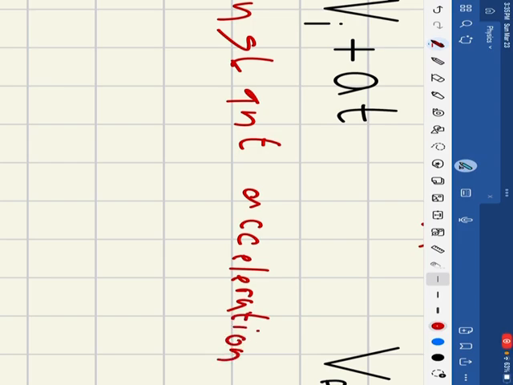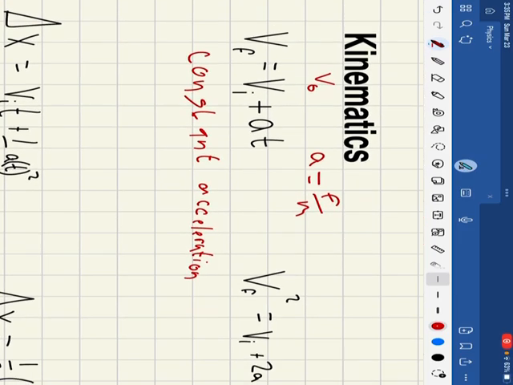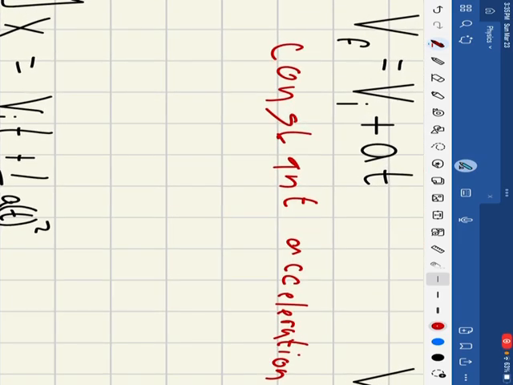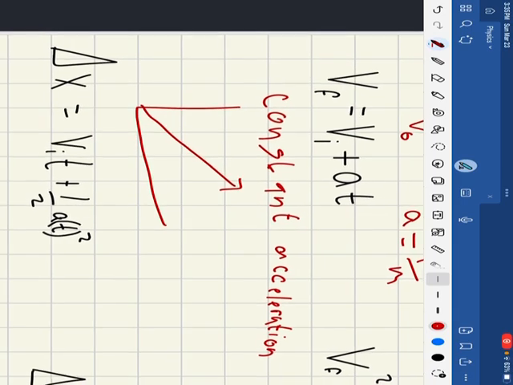Some basic problems of this would just be like a car accelerating on a highway. Just an object with a constant acceleration is what kind of problems you'll see with this. And this will show you that it's linear; it acts linearly when there's constant acceleration. There's not any exponential changes or anything.